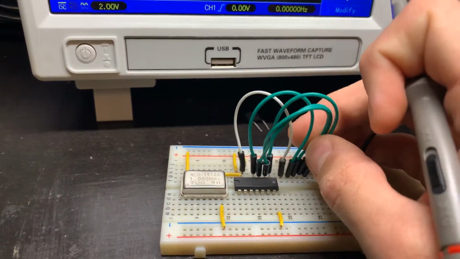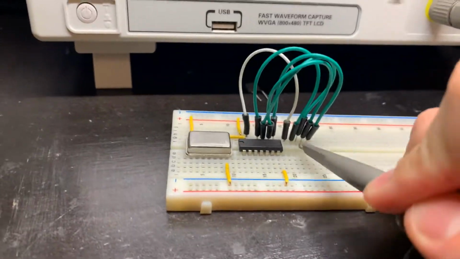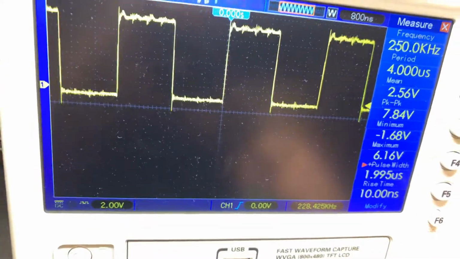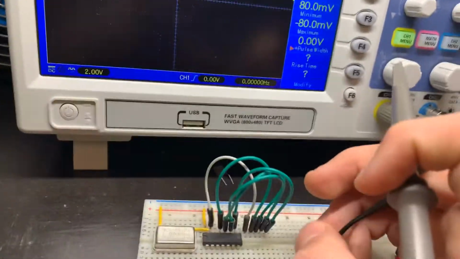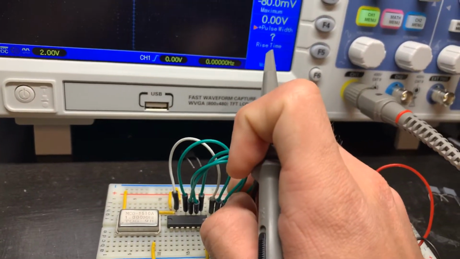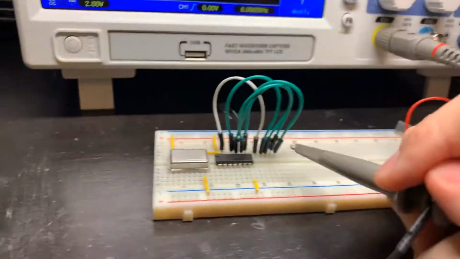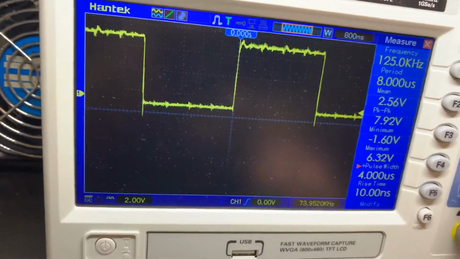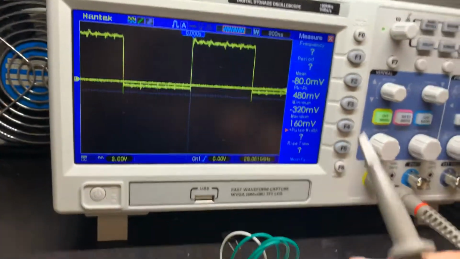Now we'll probe the second bit. So on the second bit we get 250 kilohertz, which is 1/4 of our 1 megahertz original frequency, because that second bit only turns on every 4 clock cycles. So now I'll measure the third bit. The third bit turns on every 8 clock cycles, so we get a frequency of 125 kilohertz exactly.